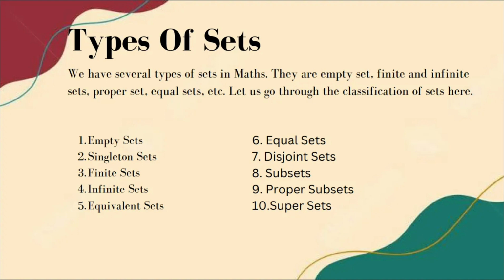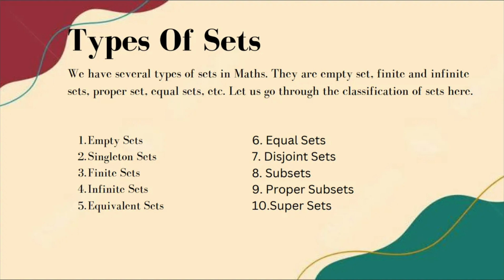Equivalent set. For example, set A has 1, 2, 3, 4, and set B has blue, green, yellow, and red. They both have 4 elements, so they are equivalent sets. Equal set. It is a set that has the same elements, but in a different order, and the same size.